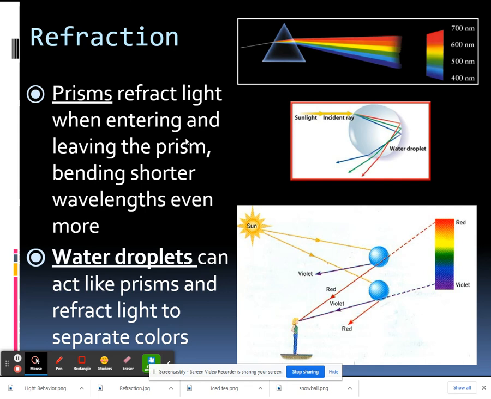Almost looks like magic. And this is another example of that same thing going on with the white light going into a water droplet, which can act as a prism as well. And that's why you only see rainbows right after a rainstorm, because there are water droplets that are refracting the white light from the sun. Yeah, so it's basically the same thing as this picture.